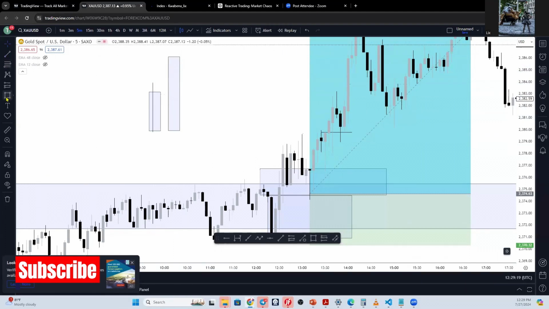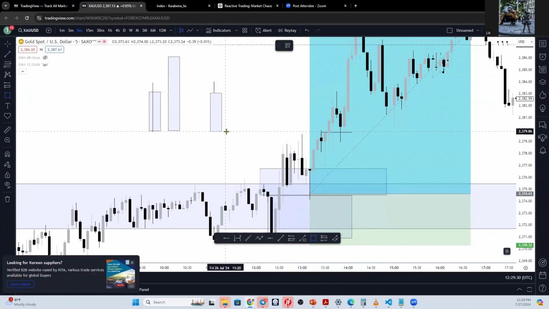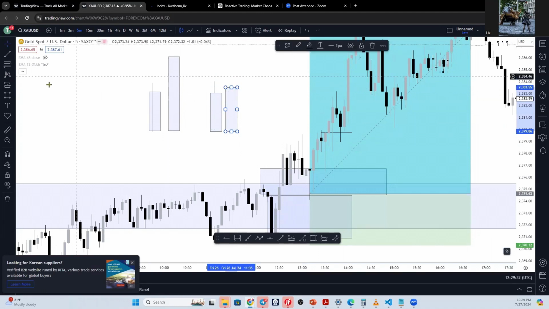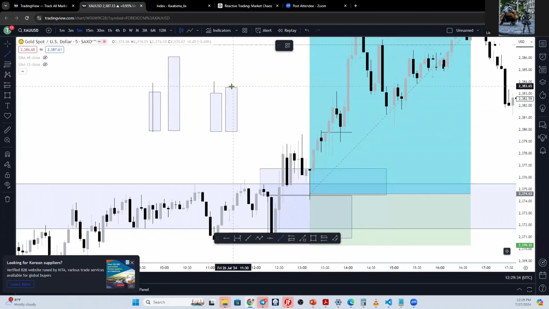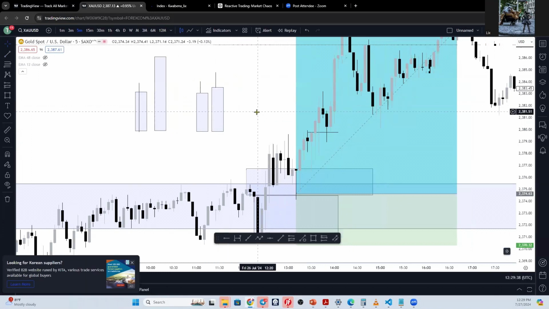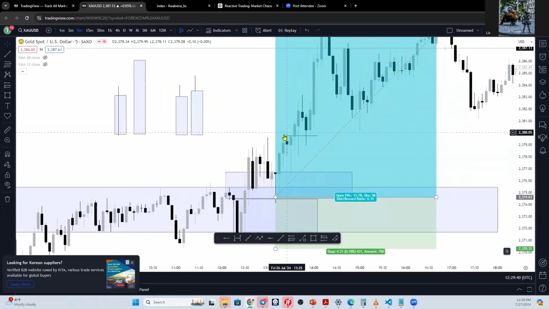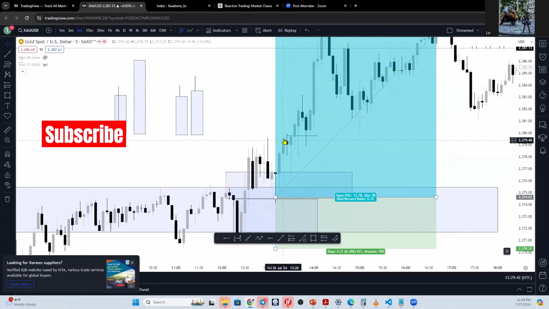Okay, and then we have the second one, where the body has closed above the open. So I told you there is a second engulfing type that looks like this. This body has closed above, so that is what we have here. So we have an engulfing. Look at where price is passing.